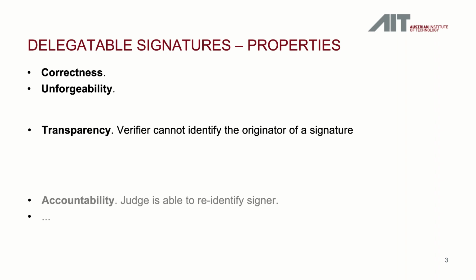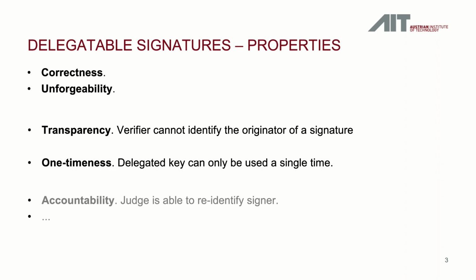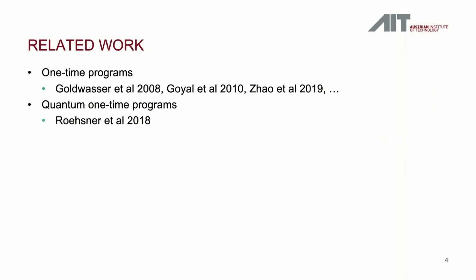The property we are concerned about in this paper is one-timeness. So we want to make sure that the delegated key can only be used a single time and becomes invalid afterwards. Obviously, such a solution cannot be based fully on software because you can always copy and re-execute a software program. And therefore, a whole body of work has been done on so-called one-time programs. And in order to realize such one-time programs, usually trusted execution environments or one-time memory or other special purpose hardware are assumed.